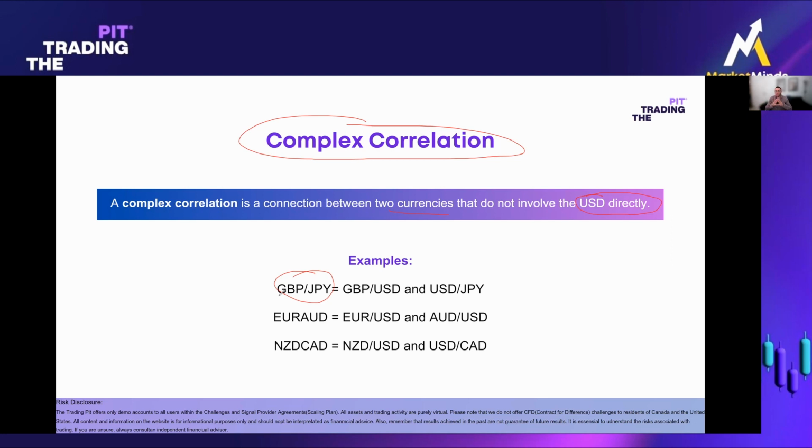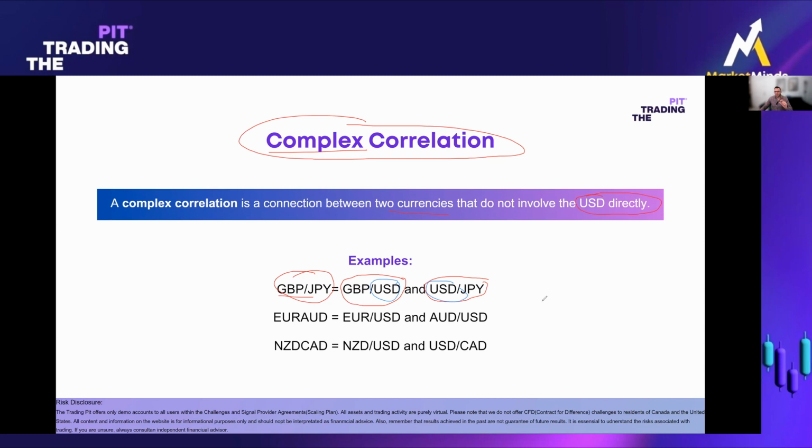There is no such thing, let's call it an event, like Great British Pound against the Japanese yen. For this price to appear on the chart and to see the trends, there are two things that happen on the back end at the same time, simultaneously. The first one is the pound against the US dollar, and the second one is the US dollar against the Japanese yen. That's why we call this a complex correlation, guys, because the currency pair does not include the US dollar directly, but it includes it indirectly.